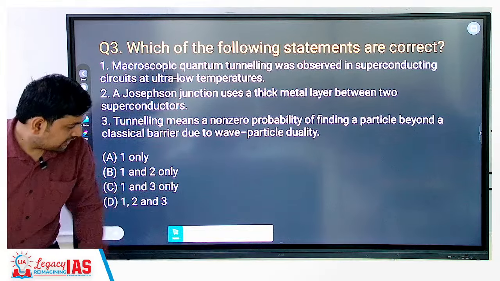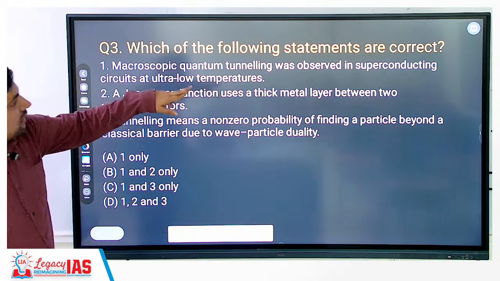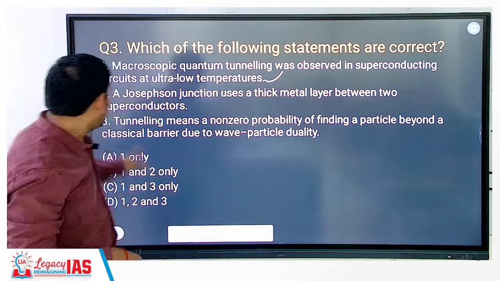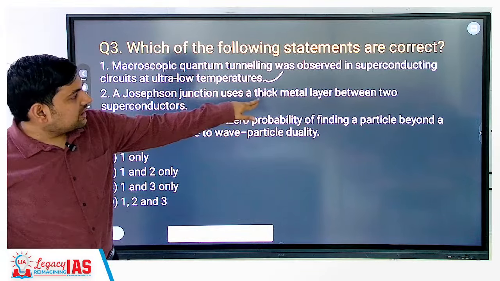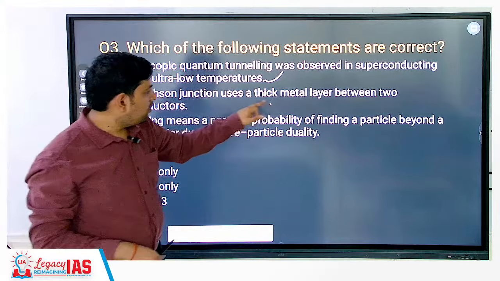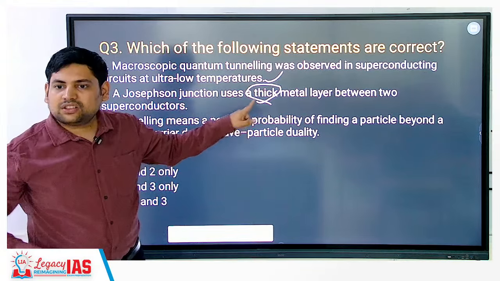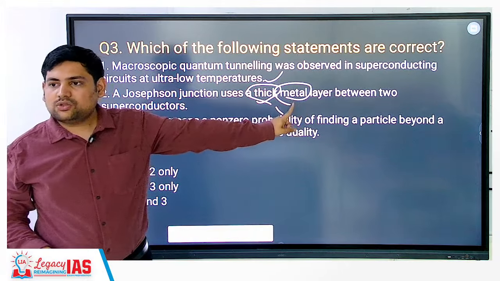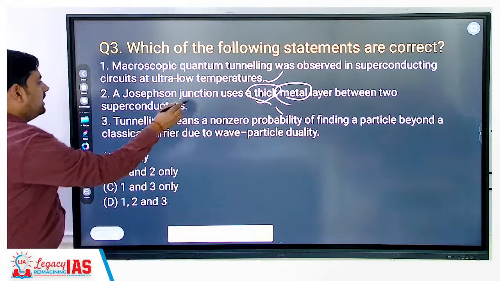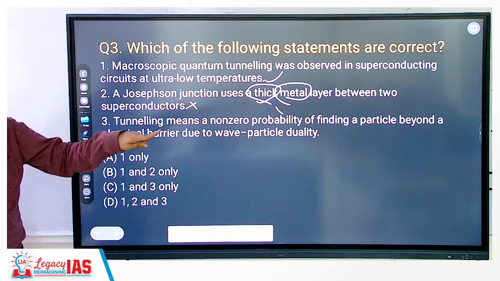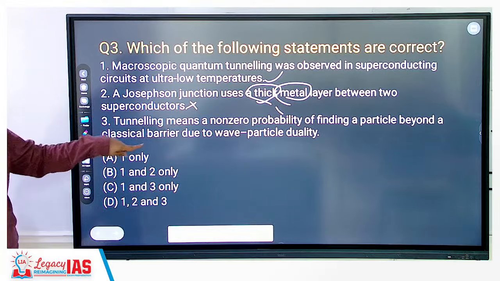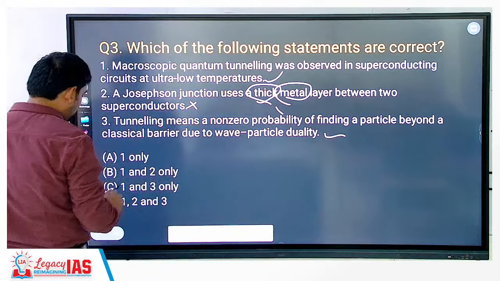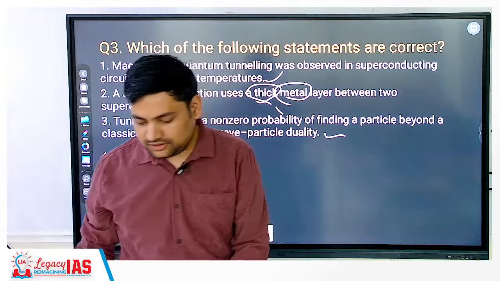Yes, good. So what it says, macroscopic quantum tunneling was observed in superconducting circuits at ultra low temperature. Yes. Then a Josephson junction uses a thick metal layer between the two superconductors. No. First of all, it is not thick. Other, it is not a metal layer. Metals are usually conductors. You need an insulator. So this is wrong. Then last is, tunneling means a non-zero probability of finding a particle beyond a classical barrier due to wave-particle duality. This is right. So answer becomes 1 and 3. That's it for the class.